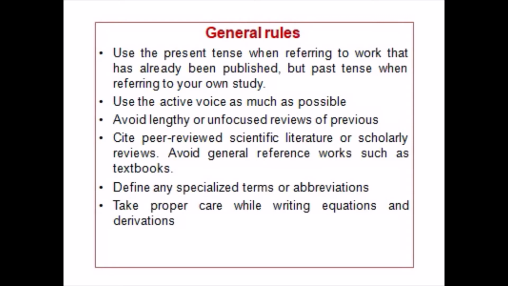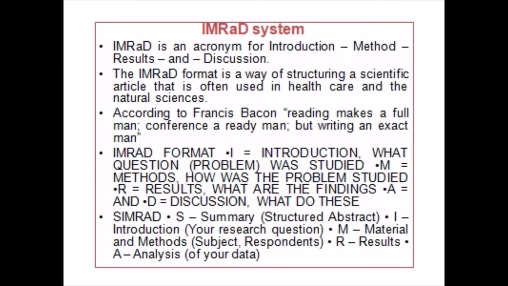General rules to be followed while writing the research paper: Use the present tense when referring to work that has already been published, but past tense when referring to your own study. Use the active voice as much as possible. Avoid lengthy and unfocused reviews of previous work. Cite peer-reviewed scientific literature or scholarly reviews and avoid general reference works such as textbooks. Define any specialized terms or abbreviations. Take proper care while writing equations and derivations.